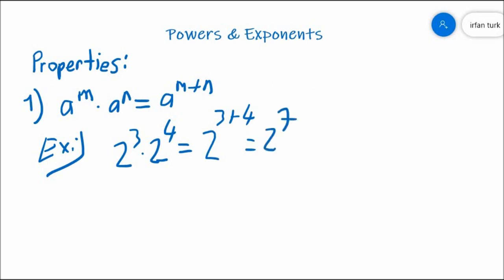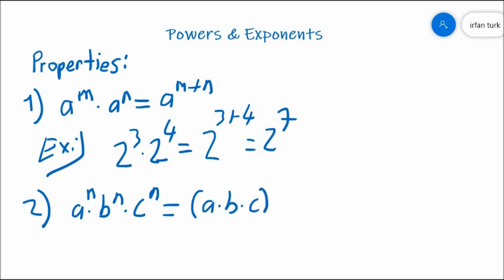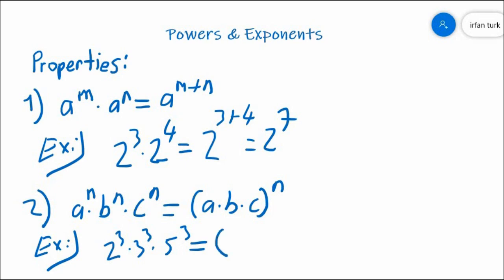And property 2, a to the power of n times b to the power of n times c to the power of n. If the exponents are the same and the bases are different, what we can do is write the whole expression inside parentheses, like a times b times c, to the power of n. Let's take a look at an example for the second property. Suppose that we have 2 to the power of 3 times 3 to the power of 3 times 5 to the power of 3. We can write the whole expression as, in parentheses, 2 times 3 times 5, to the power of 3, which is equal to 2 times 3 is 6, 6 times 5 is 30.